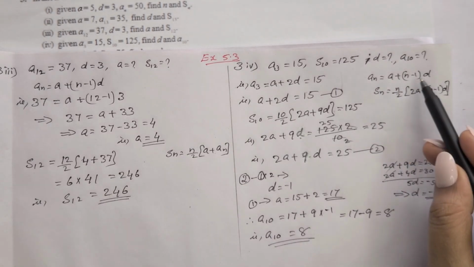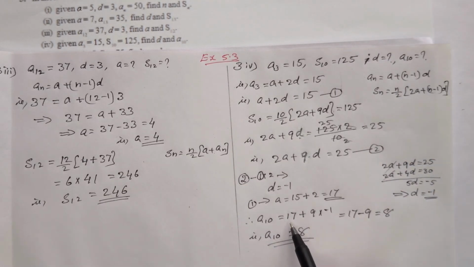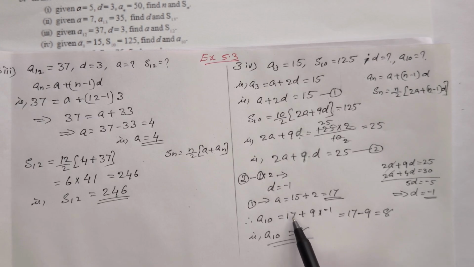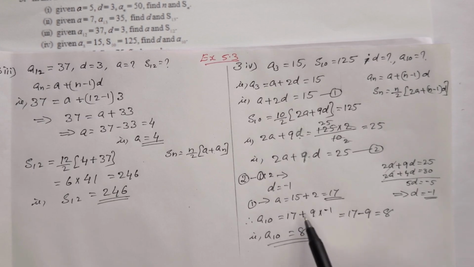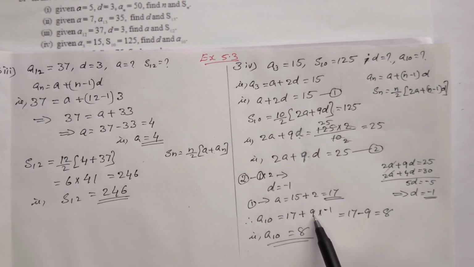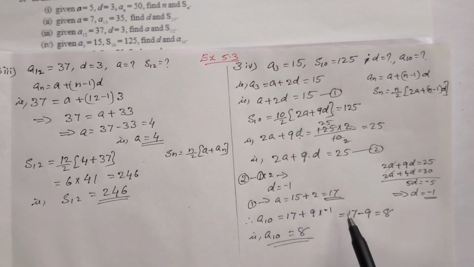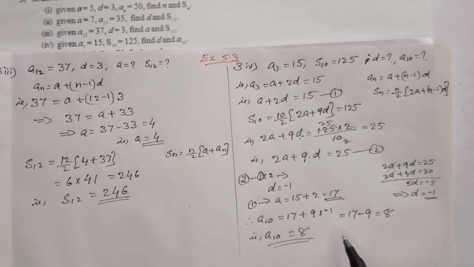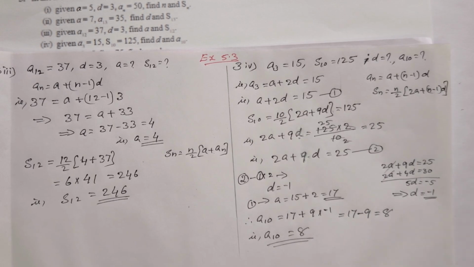Then a10. An is equal to that formula. a10 is equal to 17, a is first term is 17, plus n minus 1. 10 minus 1, 9. 9 into d, minus 1. So 9 into minus 1, minus 9. That plus 17 will become 8. So a10 is equal to 8.